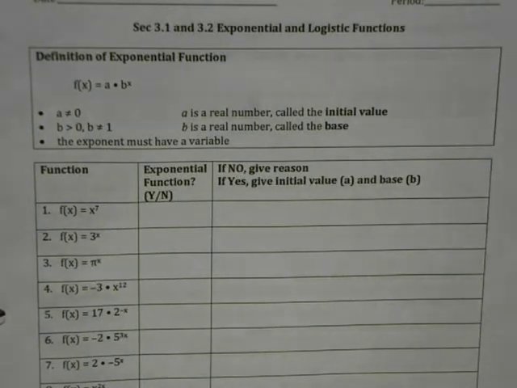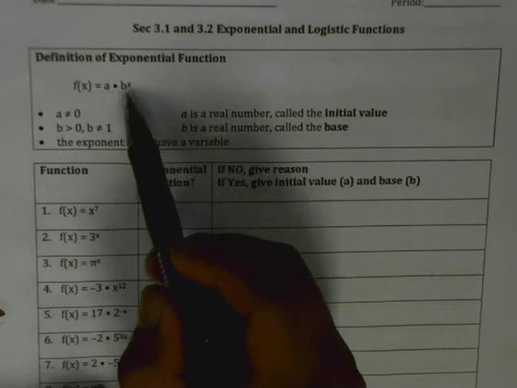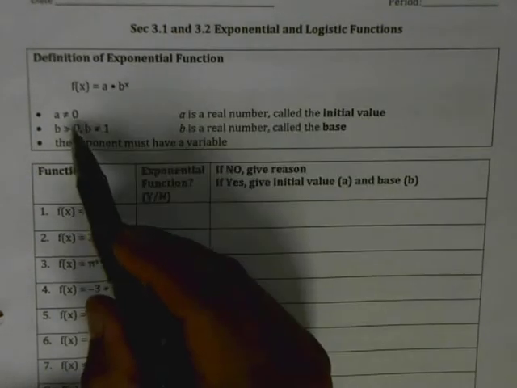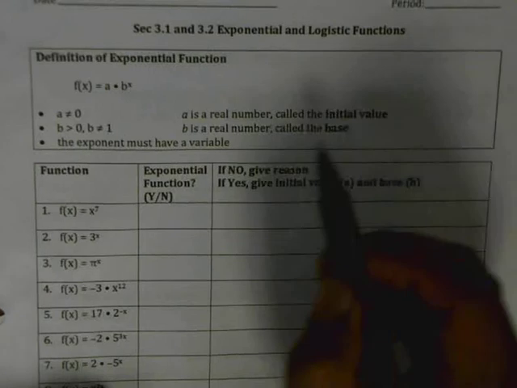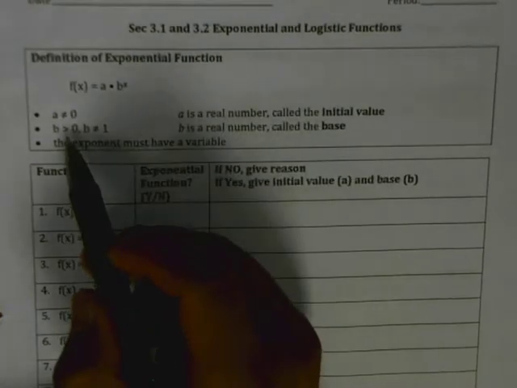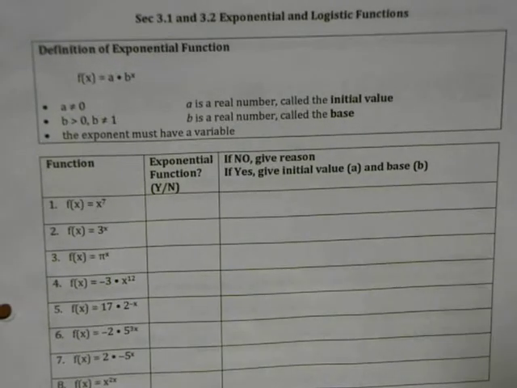Okay? So an exponential function is a function that can be written as f of x equals a times b to the x. A here is any real number that's non-zero, and it's called the initial value. B is any real number, it's called the base, but it has to be positive and not equal to 1. So let's look at these examples.